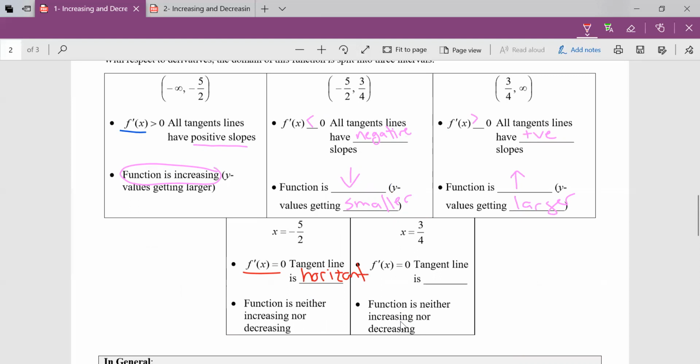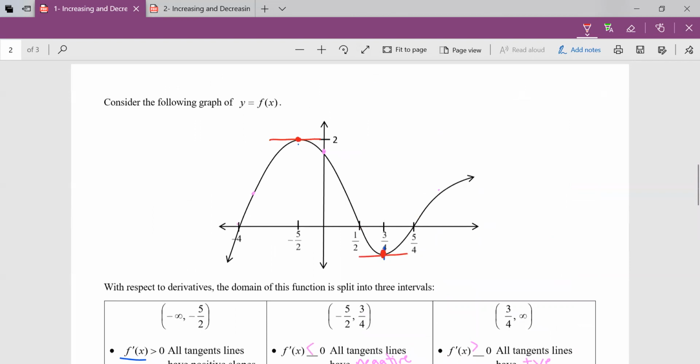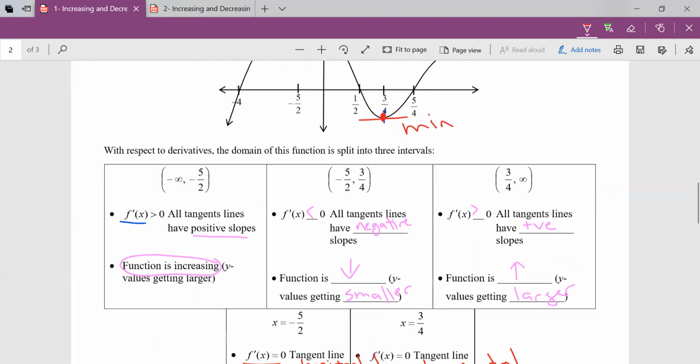And same thing here, the tangent line is horizontal. So what that tells me is the function is neither increasing nor decreasing. What's going on? Well, if my function's neither increasing nor decreasing, guess what? It's going to help us find our max and our min. All right, so here it is.